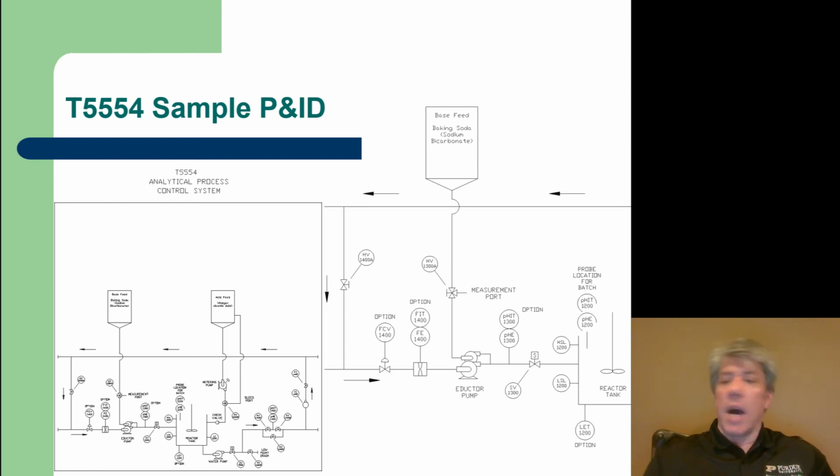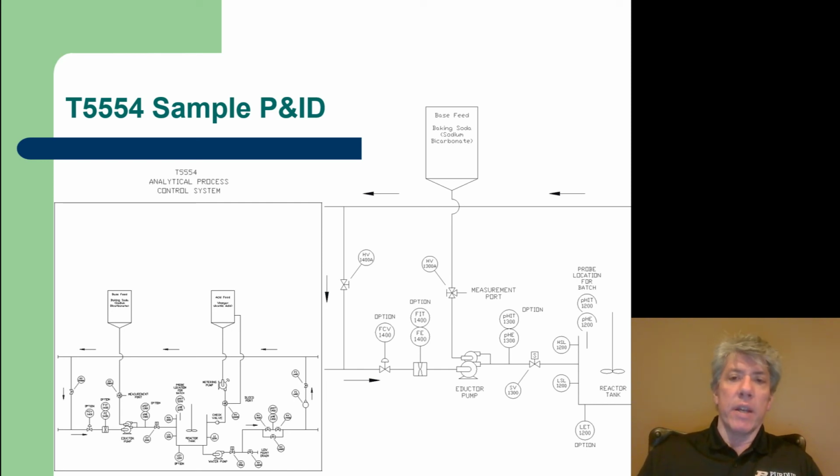You notice there was an option for a pH IT, a pH indicating transmitter, and a pH element in the tank itself. There's a high switch based on level and a low switch based on level. I probably got those backward. It probably should be level switch high and level switch low, but that's my mistake. There's also an option for measuring the pH before the flow comes into the tank.